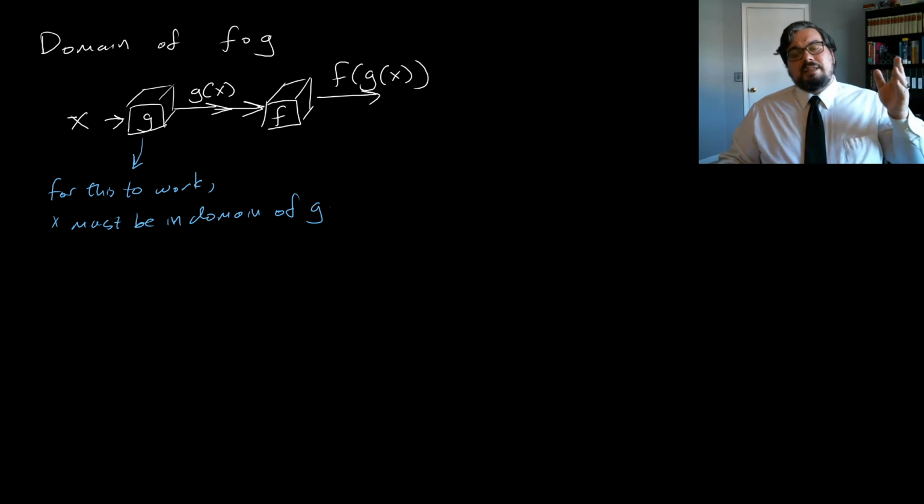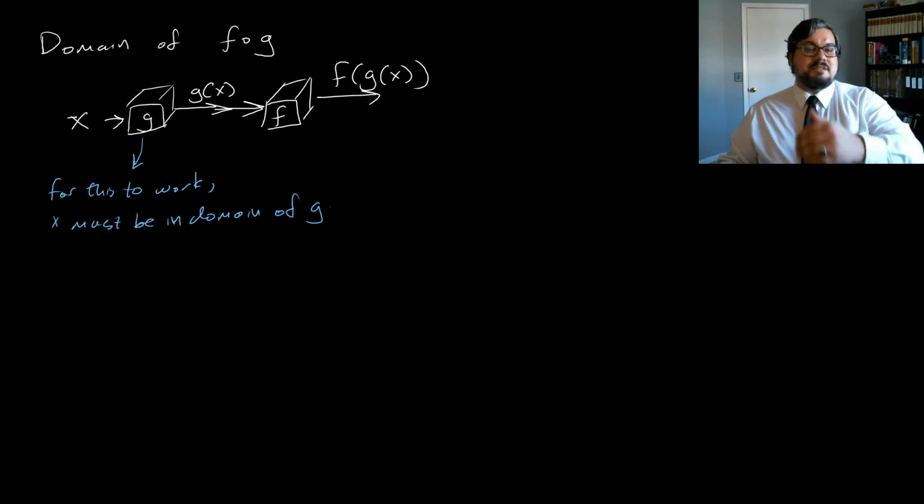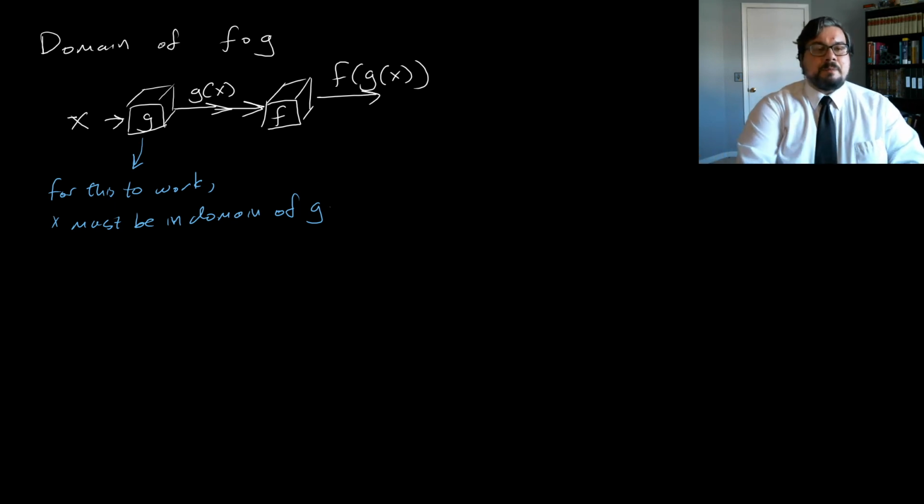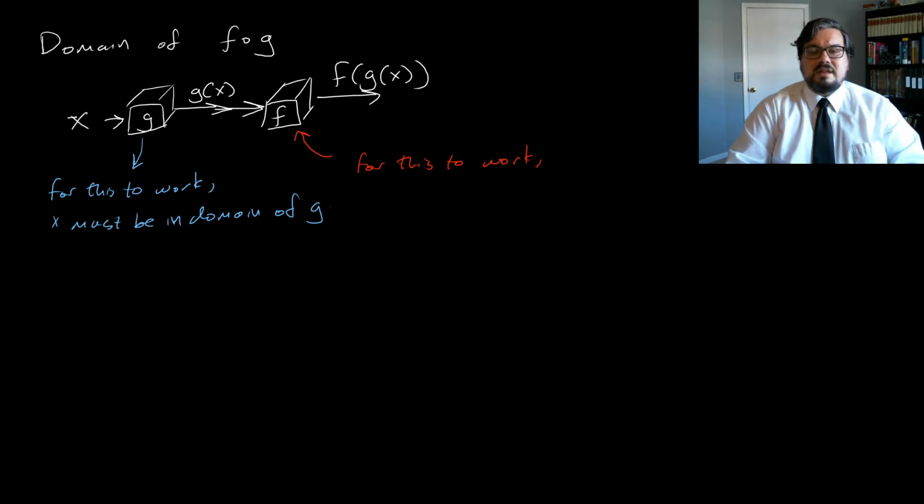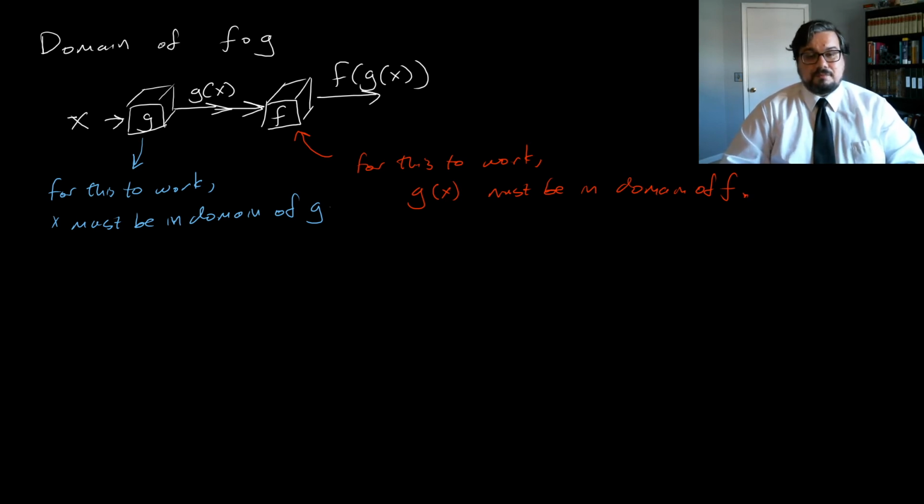Next step, we are taking the value g of x and plugging it into the function f. Well, in order for us to get anything out of that, the thing that we plug into f must be part of the domain of f. So for this to work, g of x must be in the domain of f. Now, if both of those are true, then we're good. Then we actually get an output. We'll be able to get an f of g of x.